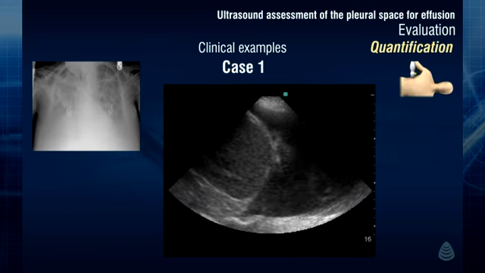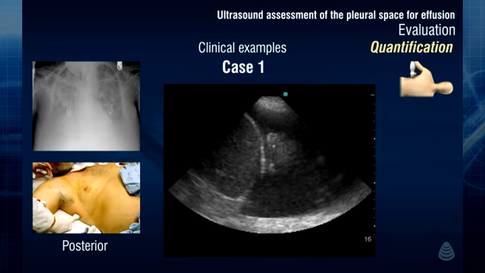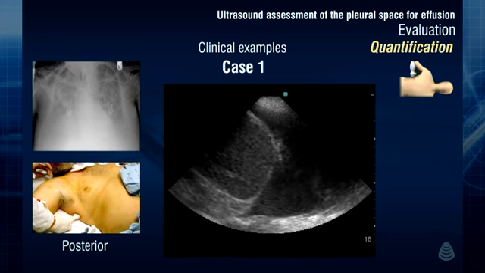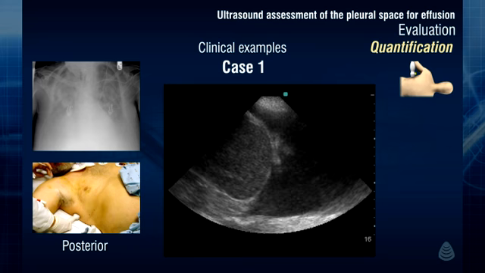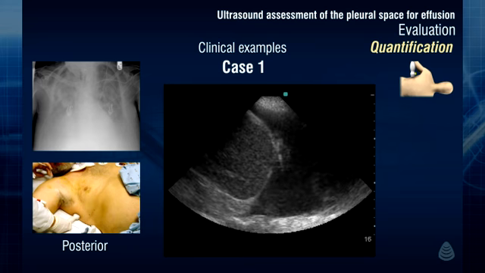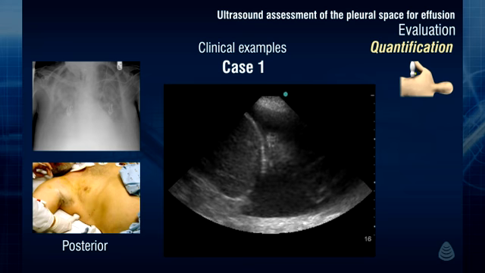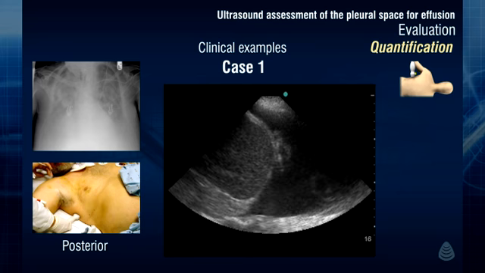A longitudinal scan is performed in the right posterior axillary line and demonstrates a large right pleural effusion. Just looking at it, we know subjectively that the effusion is significant. However, let's perform a semi-quantitative assessment of the effusion using the methods previously reviewed.